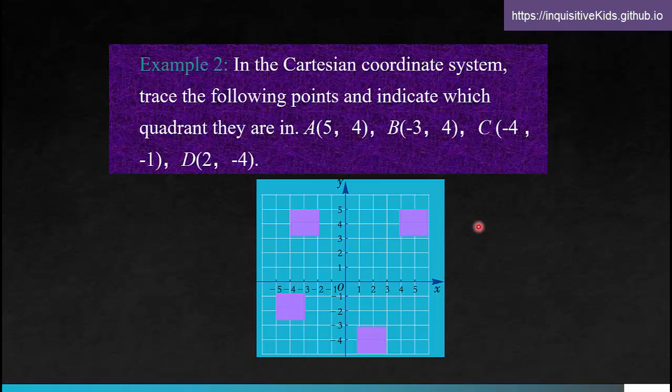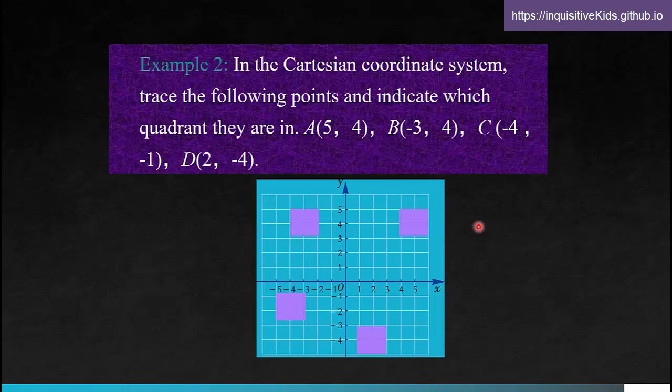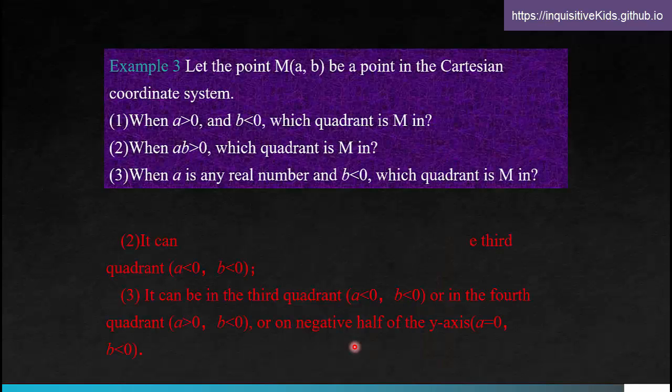Example 2. In the Cartesian coordinate system, trace the following points and indicate which quadrant they are in: A, B, C, and D. A would be here. Okay, so this is the answer key. As shown in the figure, first find the point representing 5 on the x-axis and then find the point representing 4 on the y-axis. Pass these 2 points as the vertical lines of the x-axis and y-axis, and the intersection of the 2 lines is point A. So you keep drawing perpendicular lines out, as we learned earlier in this video. Their intersection points would be A, B, C, and D.